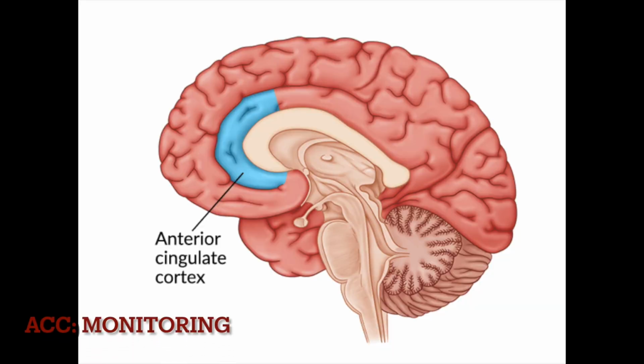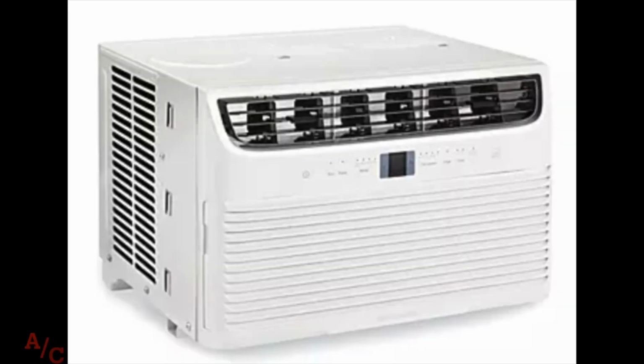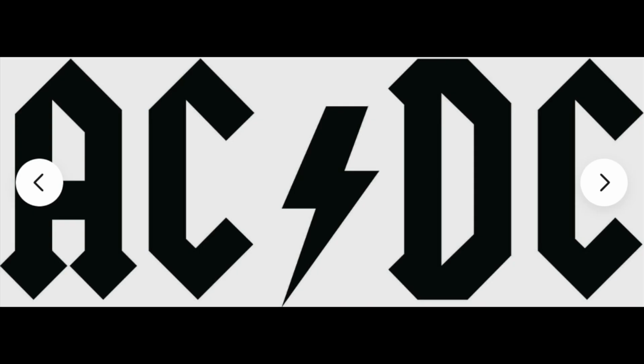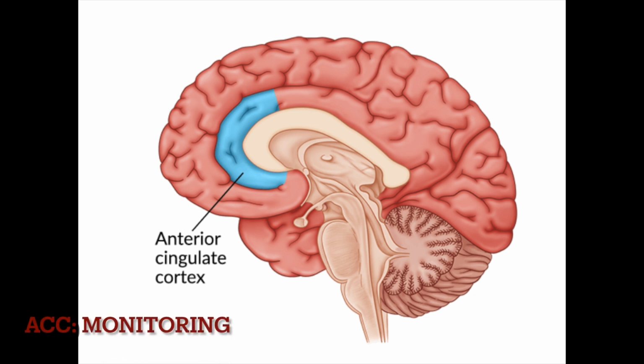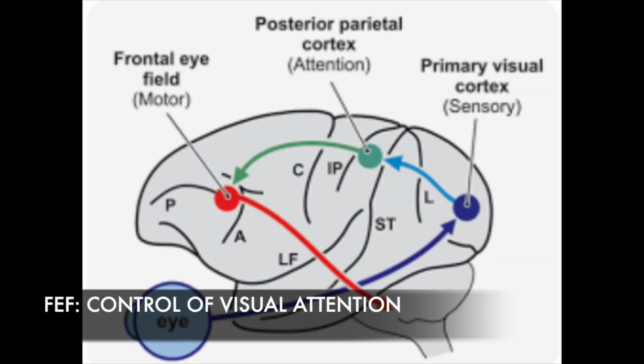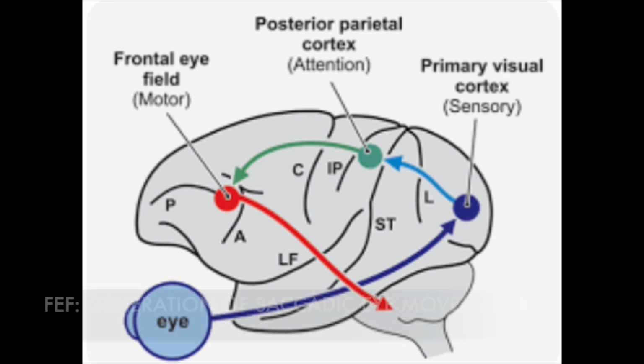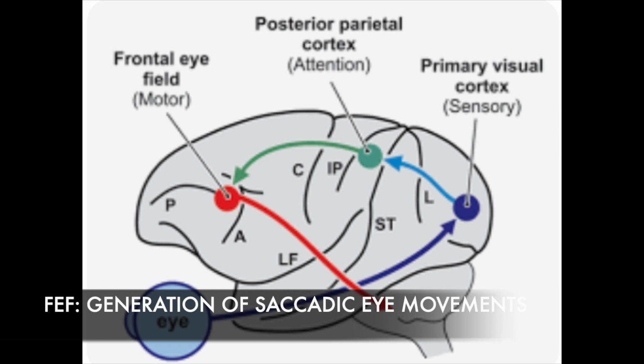The ACC is involved with monitoring and detecting conflicts between competing attentional demands. It's like when you see the letters ACC and you think of AC like air conditioner, and then you think about the band AC/DC, and then you think about how Nantucket locals call their town AC, and then before you know it, your anterior cingulate cortex helps you monitor your attention, and you're back to focusing on what is important. And the frontal eye fields are what they sound like. They're involved in the control of visual attention, as well as generation of saccadic eye movements.